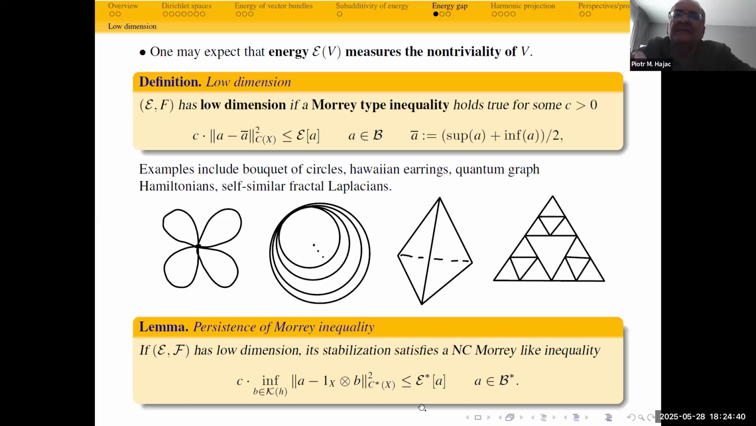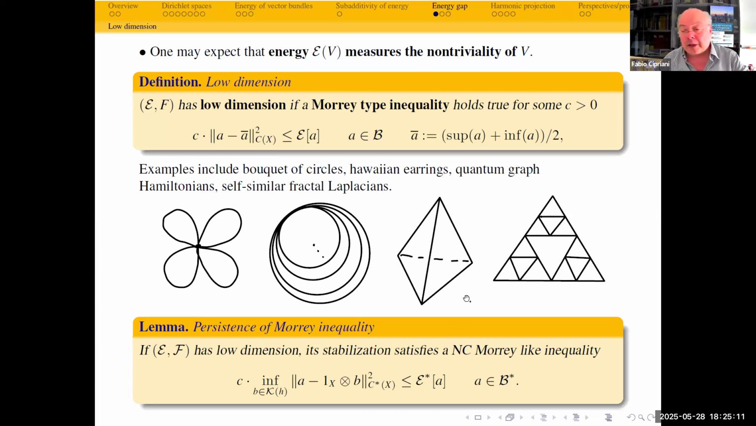Yes, I understand. So all in all, simply by the fact that the stabilization of the Dirichlet forms is very simple, essentially we take as generator the tensor product of the initial generator, the initial Laplacian L, by the identity operator, this Morrey inequality is stable, so it's true also for the stabilization.